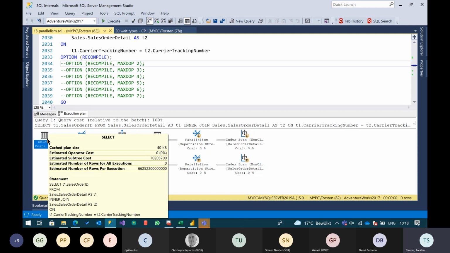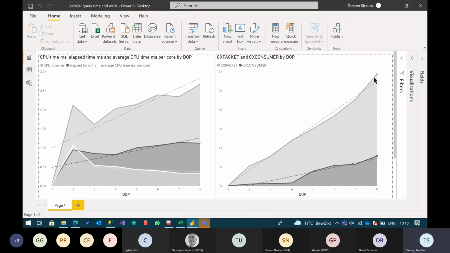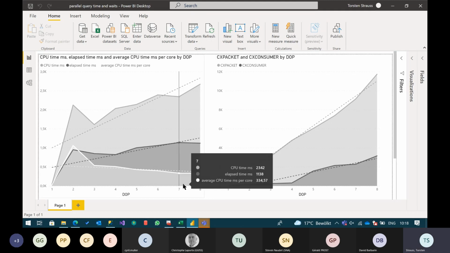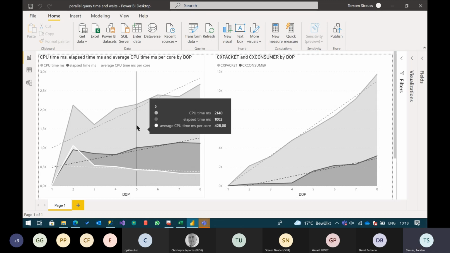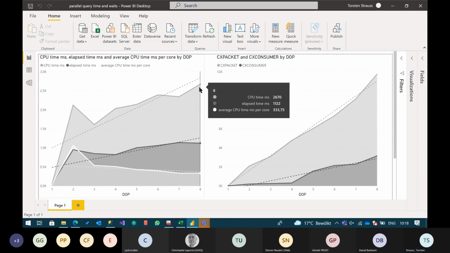And when you reduce the cost and fall underneath the cost threshold for parallelism, SQL Server will now execute the same query not in parallel, but with one thread only. So this is about CXPacket, and you can see the time it takes to coordinate all the threads. It is increasing over time. The more DOP we have, the more we have to wait. And that is the reason why the elapsed time is increasing, right?